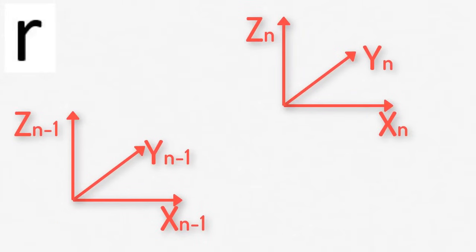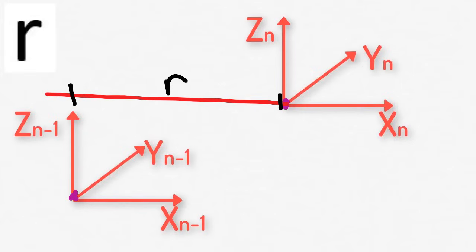To find the parameter r, we look at the distance between the center of the n minus 1 frame and the center of the n frame. The r parameter is defined as this distance along the x n direction. So I'll extend the x n axis and we'll look at the distance between the centers of these two frames only in the x n direction. This is the parameter r.